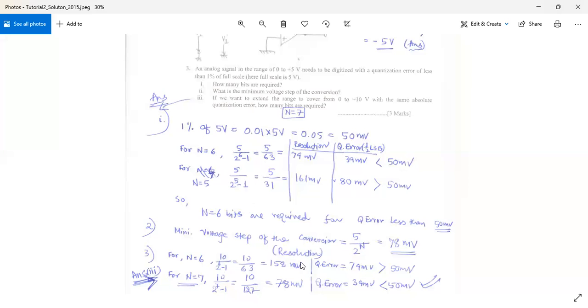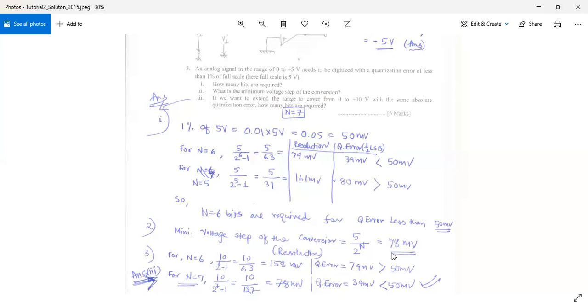The quantization error is half of this resolution, which is equivalent to 79 millivolt. We check our quantization error: does it satisfy 50 millivolt? No, it is greater than 50 millivolt. In order to reduce the quantization error, we need to increase the number of bits. So we increase the number of bits by 1, so n is equal to 7.